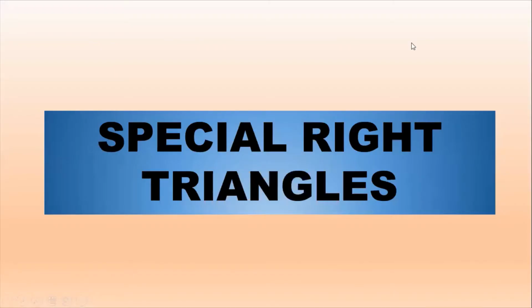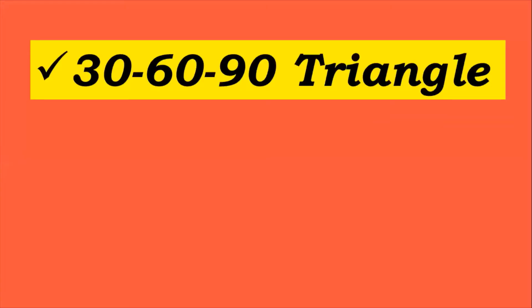Okay, so as I promised, this is my discussion on special right triangles. I'm going to discuss with you the difference between the 30-60-90 triangle and the 45-45-90 triangle as special right triangles. The 30-60-90 triangle has 30, 60, and 90 interior angles, in which this is a right triangle because it contains a right angle.